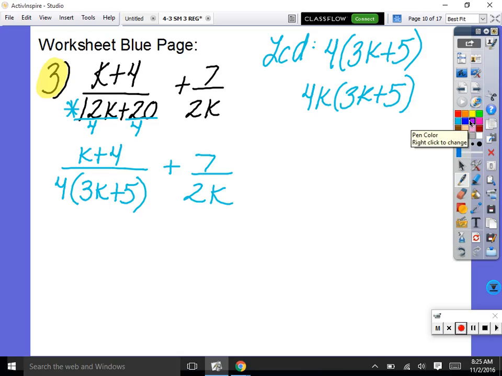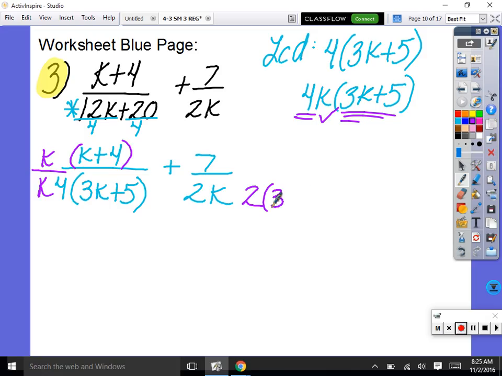Okay, so now let's go ahead and start fixing this. Now look at this denominator. Look at it. This is what it should be. What do we need? K. Does everybody see it? So we're going to multiply by K over K. Let's put parentheses around the K plus 4 because there's 2 terms. Now look at this. 2K. We need it to be this. So let's see. How can we make 2 4? By 2. Okay. Now don't we already have a K? Don't we need a 3K plus 5? So we need a 2 and a 3K plus 5. So we're going to do that to the top and bottom.